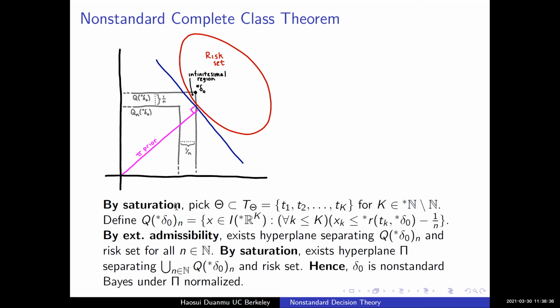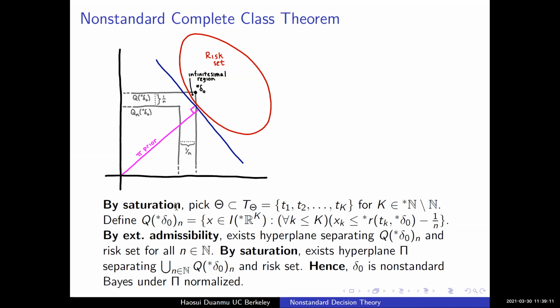Here, I will give a very quick nonstandard proof of our main result, and one will see why this proof is close in spirit to a finite proof. First of all, we will use saturation, which is a property that is built into the nonstandard structure, but was not introduced by me. By saturation, we can always pick a hyperfinite set T theta, which we denote by t1, t2, up to tk, that contains the original parameter space theta as a subset.